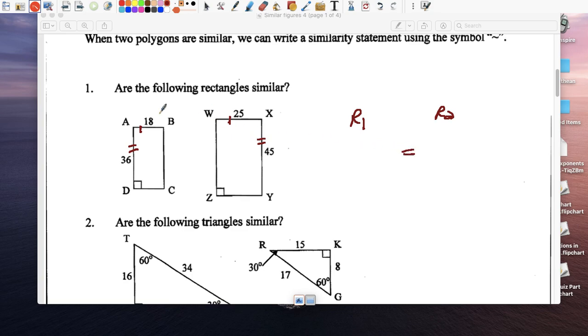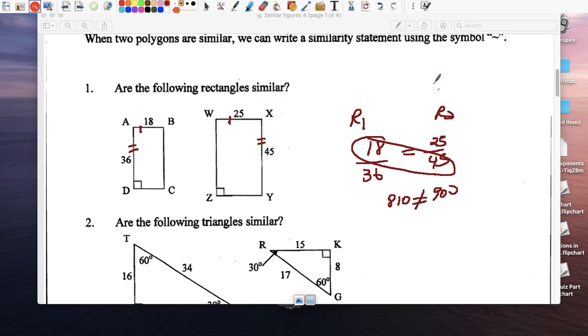In rectangle 1, we're going to do the ratio between AB and AD, right? Those two, 18 to 36. And that should be the same as the ratio of 25 to 45. So if you cross multiply, you get 18 times 45, which is 810. And if you cross multiply 25 times 36, you get 900. So these two rectangles are not similar.